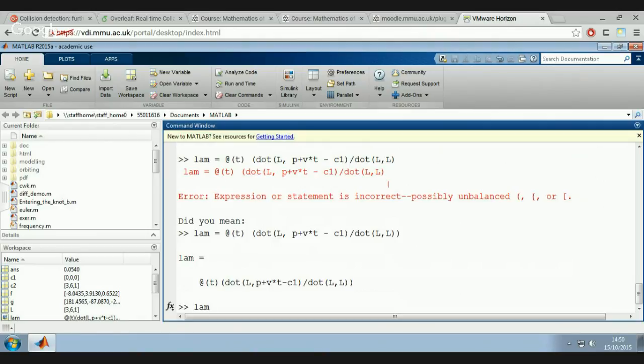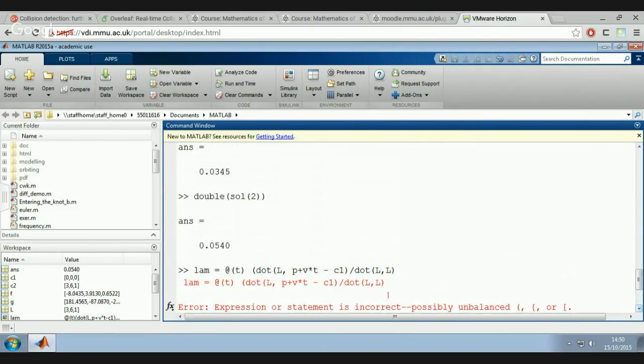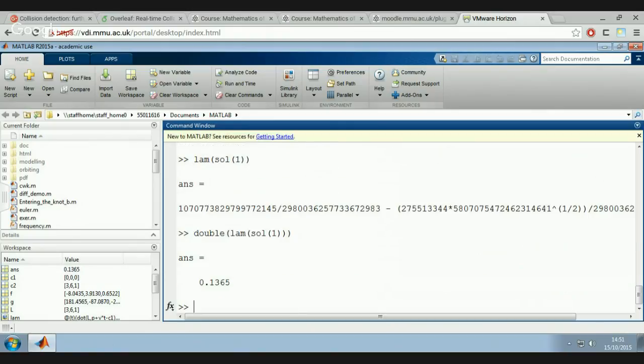So we can check that now on Sol 1. Which was the earlier time? The earlier time was 0.0345. So we can check lambda on Sol 1. Oh, but Sol 1 was a symbolic thing, so it's giving us back the symbolic answer, but we don't want that. We want the double of it to see the decimal version of it, the floating point representation of it. So we get 0.13. That's our value of lambda for that t value. So that is indeed between 0 and 1.